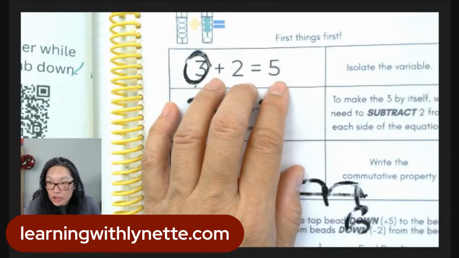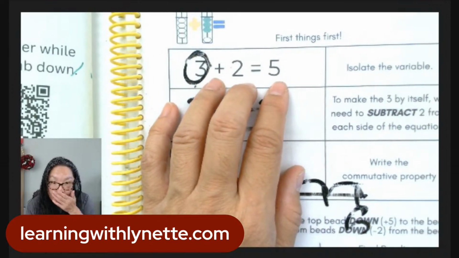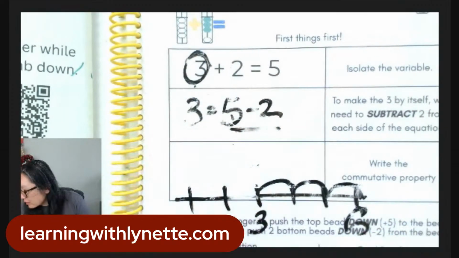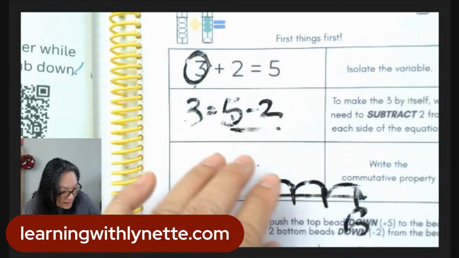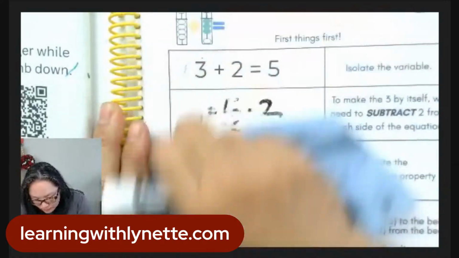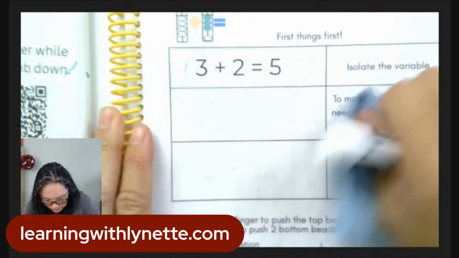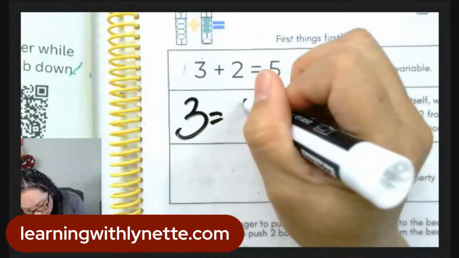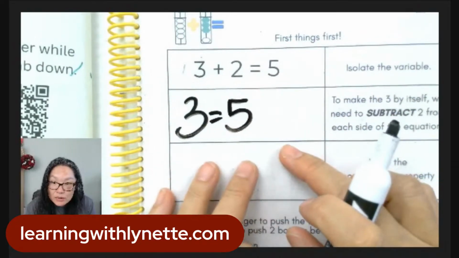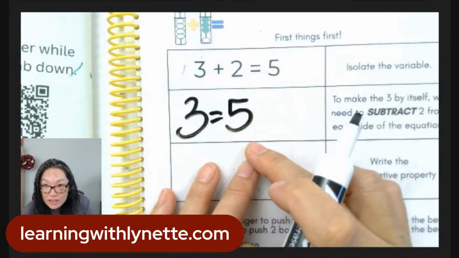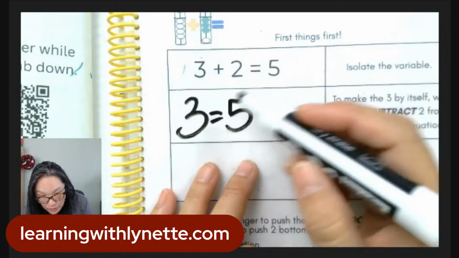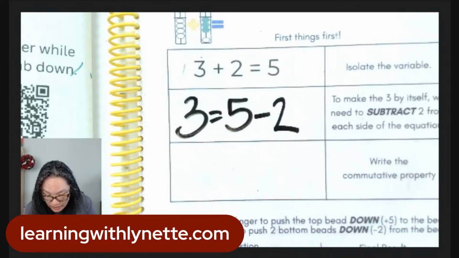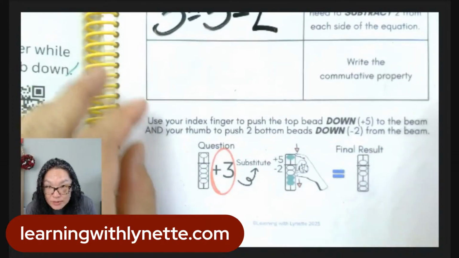And then what we're going to do is we're going to power it up. When we power it up, we're going to isolate our number. We're going to isolate our 3. Right? Equal to 5. Because it's equal to 5, this is not balanced. We need to balance the equation. To balance the equation, we need to minus the 2. So now what we could do is we can substitute.